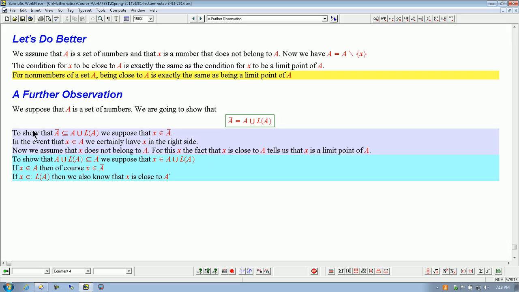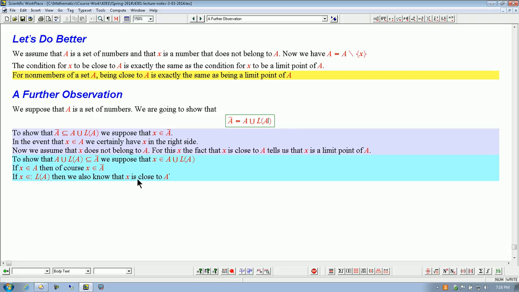Let me go through this part of the proof again. How do you prove that A bar is a subset of this? Suppose that x is in A bar. Now there are two possibilities. Either x belongs to A or it doesn't. If x belongs to A, there's no question x is on the right side because that's A union something. Suppose x doesn't belong to A. Now that's the tricky part. The fact that x doesn't belong to A tells us that for x to be close to A is exactly the same as x being a limit point of A, and so therefore I said x is close to A, so it's a limit point.